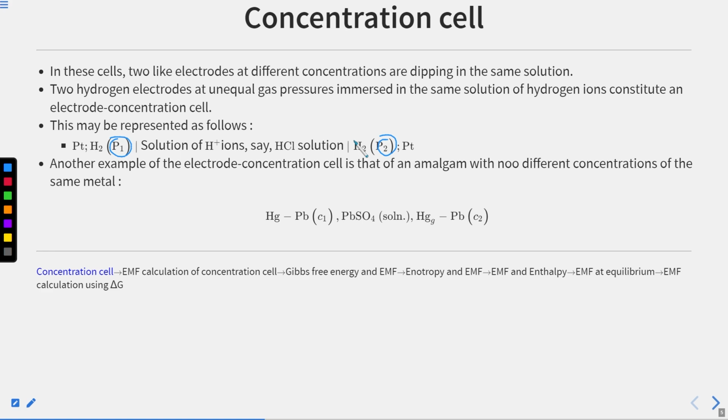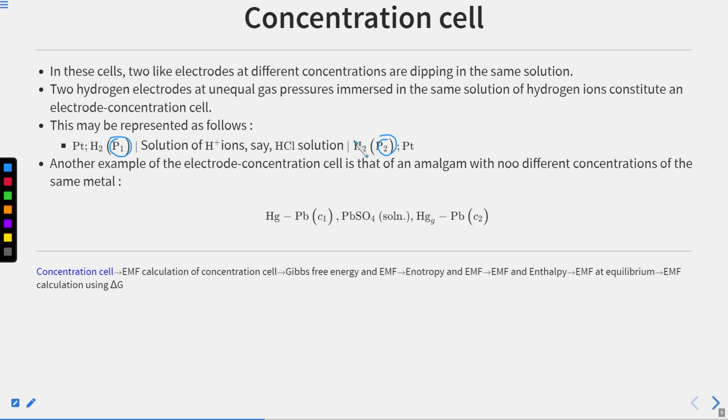And what we are doing is that we are dipping both the hydrogen electrodes in the same compartment, in the same HCl solution. And then we are carrying out our electrochemical cell, or you can say we are preparing our galvanic cell.